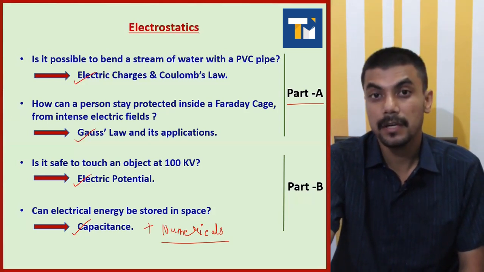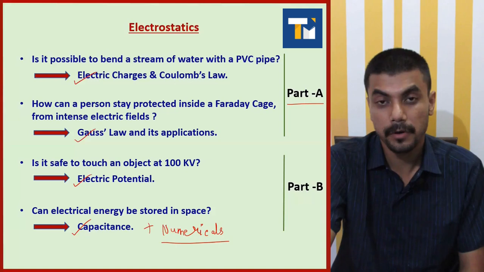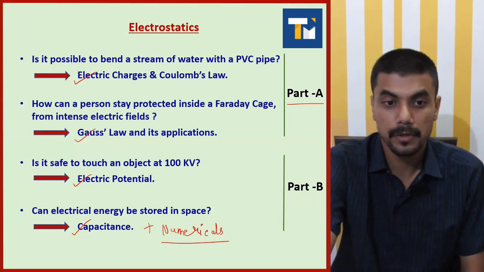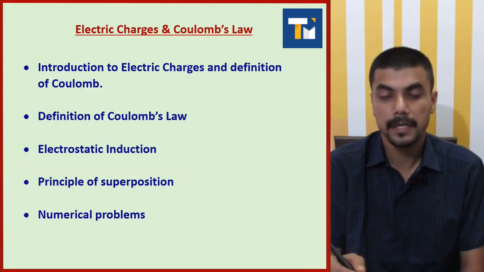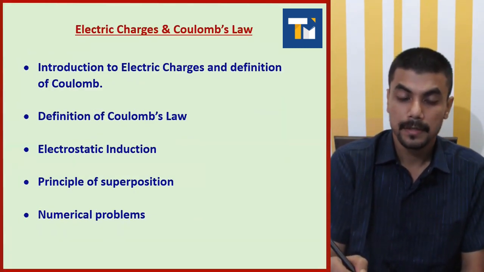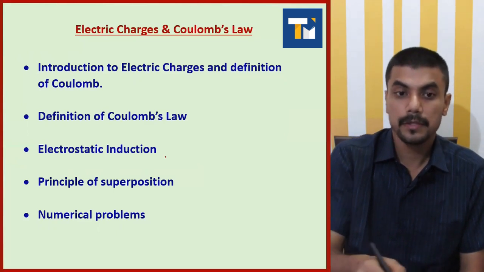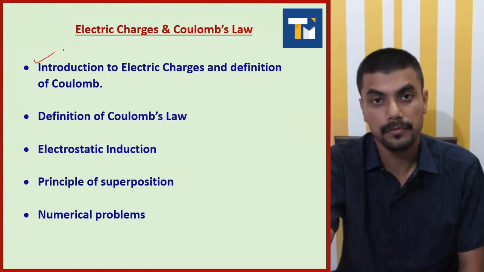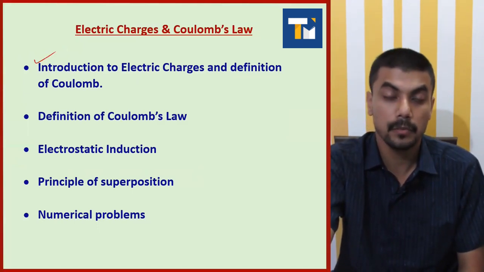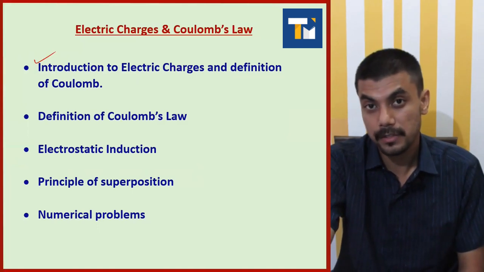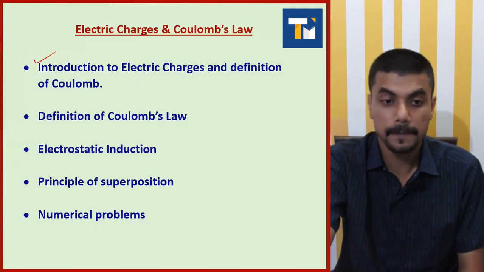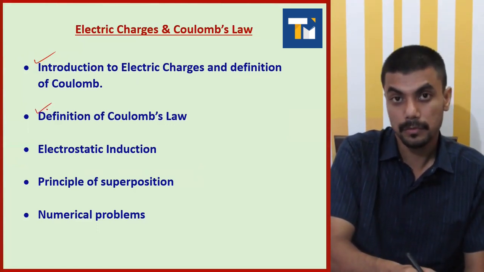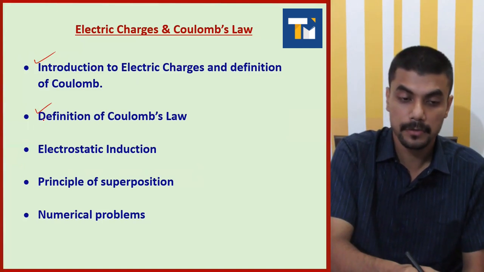Now let's try to understand what are the topics, what are the points that will be covered in each of these chapters. First, let us try to begin what will be there in electric charges and Coulomb's law. So we will get started with the introduction to electric charges, and then we'll try to go through the definition of 1 Coulomb, what is meant by that, what is also meant by electric charges. We will go through all their properties in detail. And after that, we will go through what is meant by Coulomb's law, what is it, what are the factors on which it depends on.